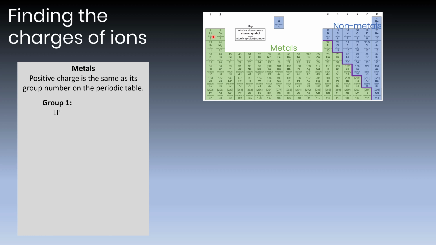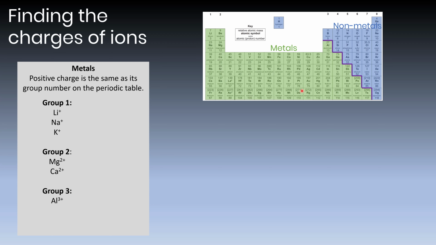So lithium would be Li+, sodium would be Na+, and potassium would be K+. If you're in group 2 of the periodic table, then you lose 2 electrons when you react, so you form 2 plus ions. Magnesium would be Mg2+, and calcium would be Ca2+. If you're in group 3 of the periodic table, like aluminium over here, then you would lose 3 electrons when you react, so you would be Al3+.